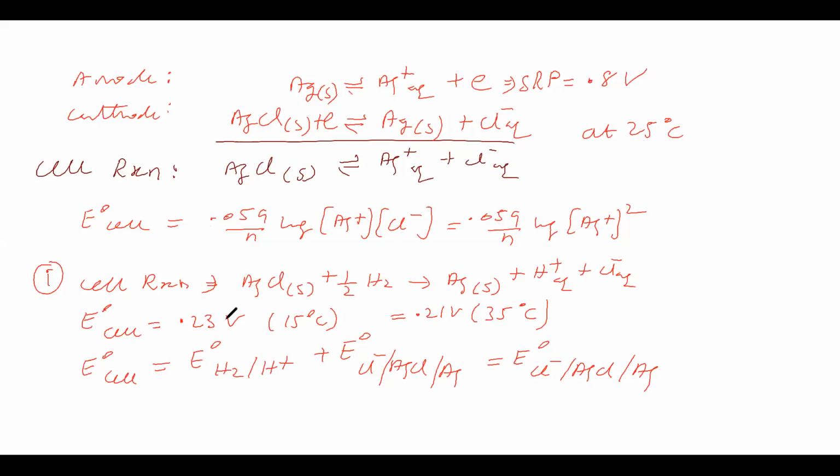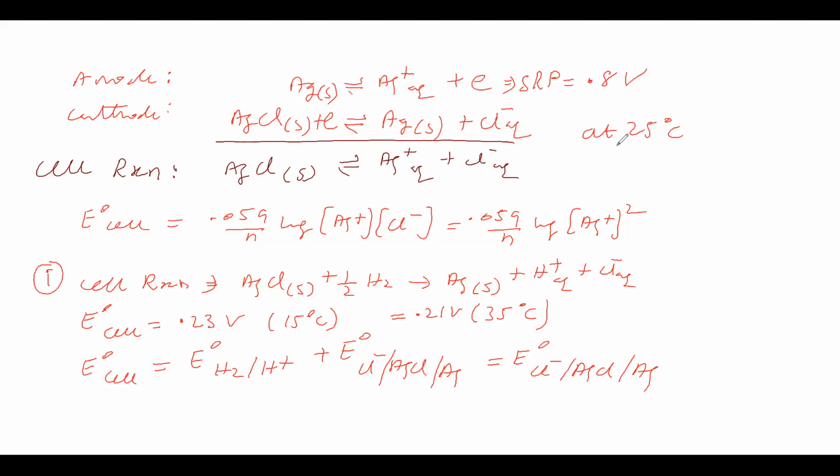Of course, E naught cell is given, but at different temperatures. See here 15 degrees Celsius, here 35 degrees Celsius, but we want E naught for this one at 25 degrees Celsius. What to do? How to find? Is there any relation between E naught cell and temperature? That we have not come across in the theory part of the electrochemistry chapter.